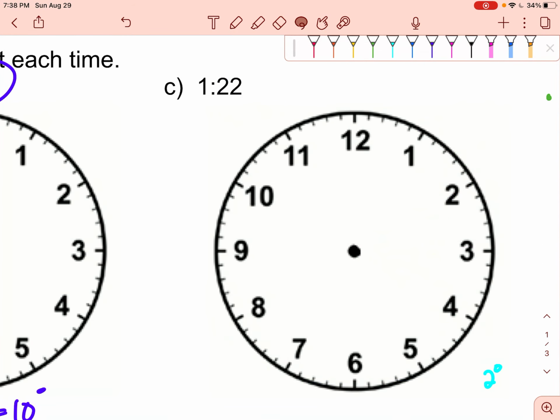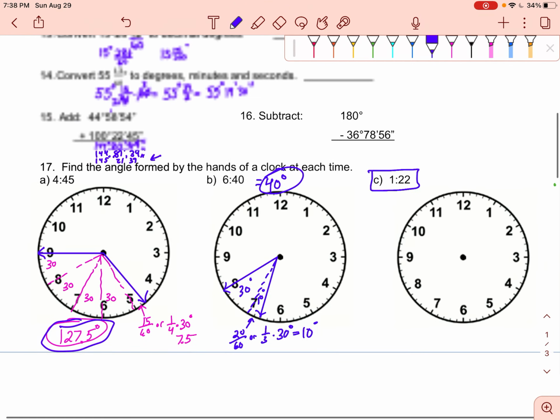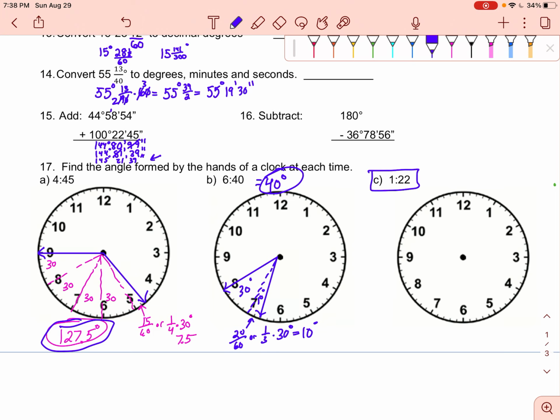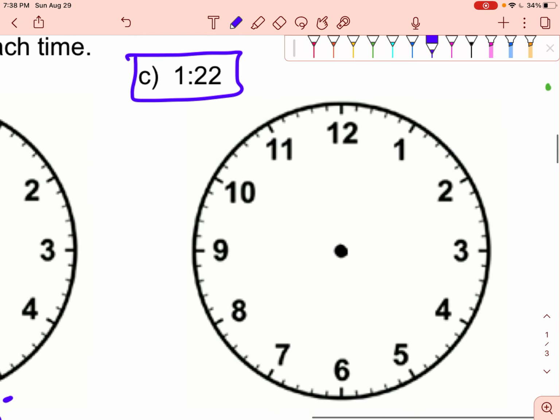Okay, so let's talk about C 122. And again, this is an extreme problem. This is really hard. So this is not the norm of the two previous ones, like 445 or 640. But let's say we have 122.